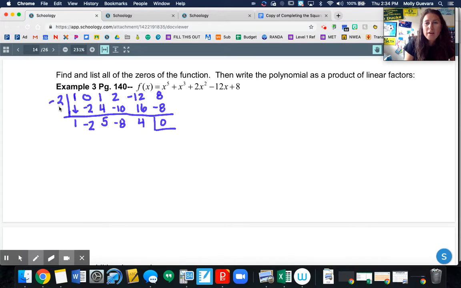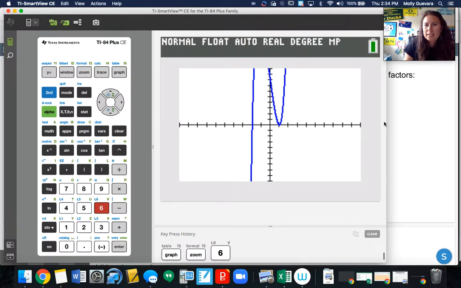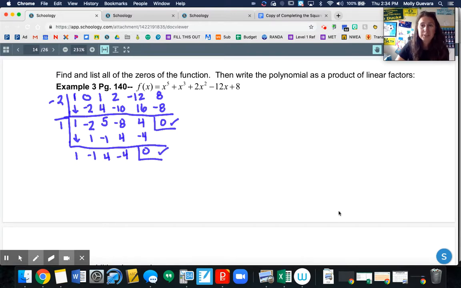And by using the factor theorem, if my remainder is a 0, then it is a factor. Well, I already know it's a factor, okay? So great. Now I'm going to do it again. I know also that it touches the x-axis at positive 1. So I'm going to divide it again by 1. So this 1 comes down, multiply and add, multiply and add, multiply and add, multiply and add. And again, I should get 0 there because I already know that 1 is a factor.